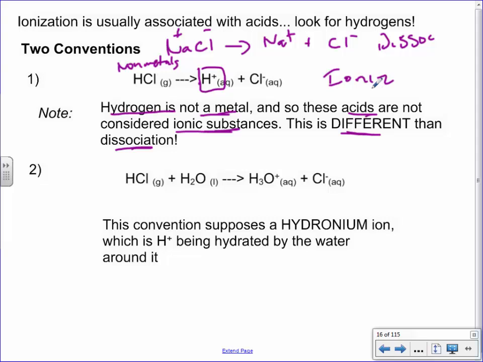Again, today's a very big terminology day. Brady, can you close that door for me, please? The junior highs are loud.